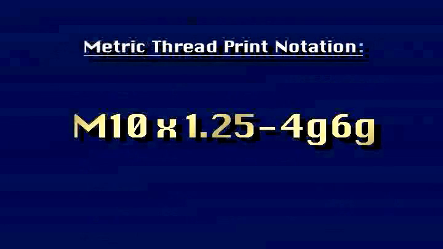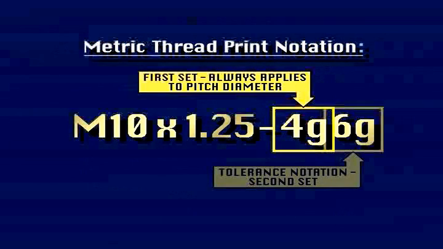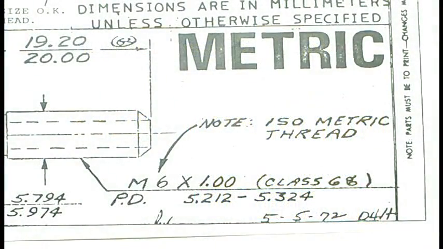Some metric threads will include a second set of tolerance notations. The first set always applies to the pitch diameter. The second applies to the major diameter of OD threads and to the minor diameter of ID threads. If the metric thread notation includes a pitch diameter, it will appear within the normal notation and typically include the letters PD for pitch diameter.